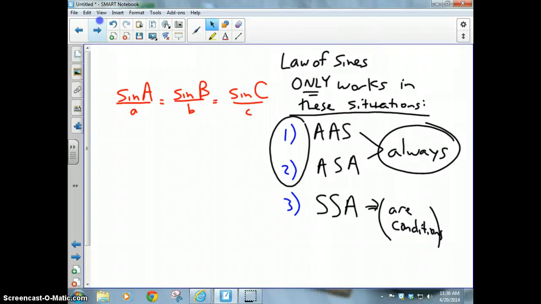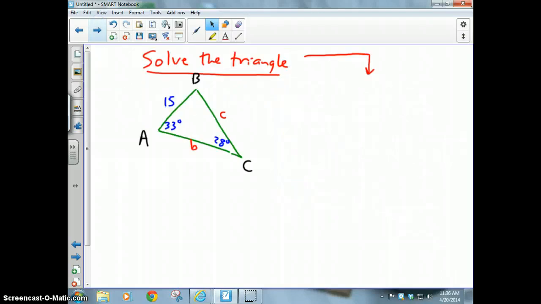So again, copy that down. Make sure you understand that it always works if you're told angle, angle, side, or angle, side, angle. Like on this problem here.